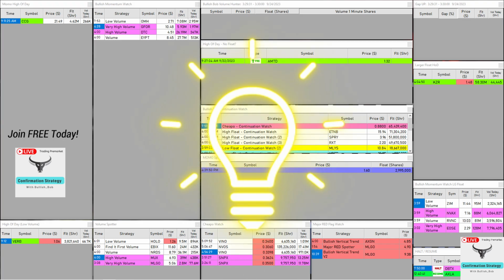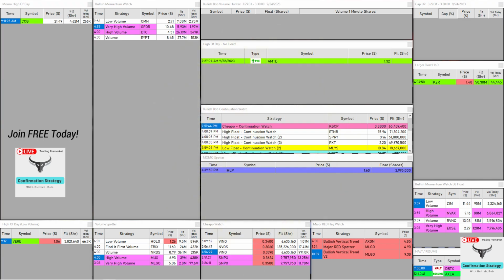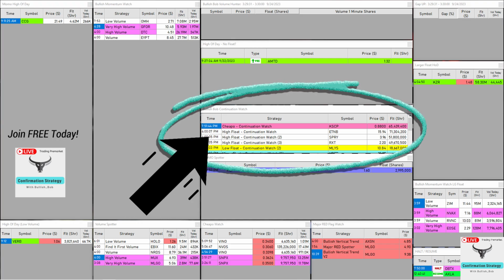Oftentimes, newer IPOs won't have that float listed. This is a great way to catch those moves and not miss out on trading opportunities. In the center, we have our Continuation Watch scanner.